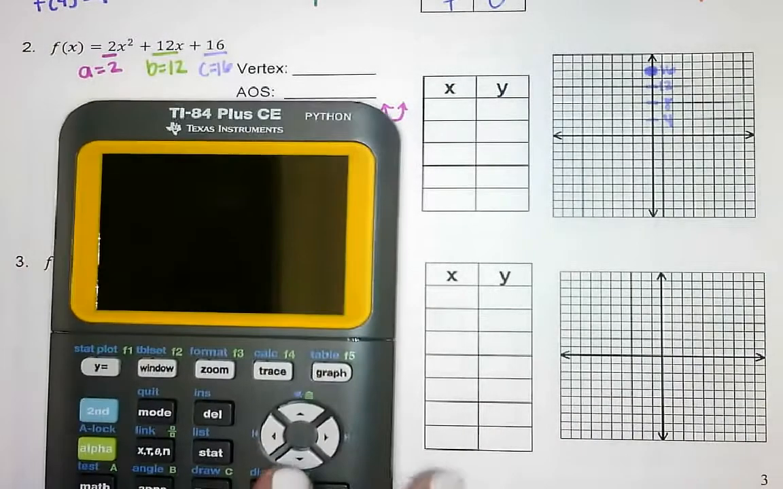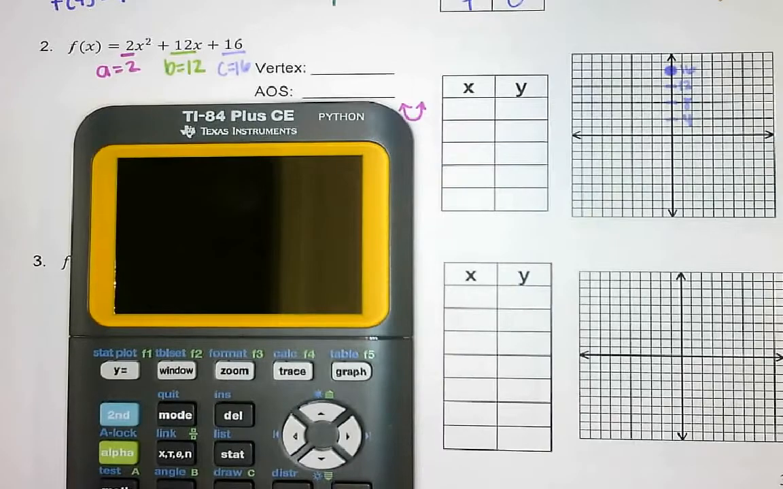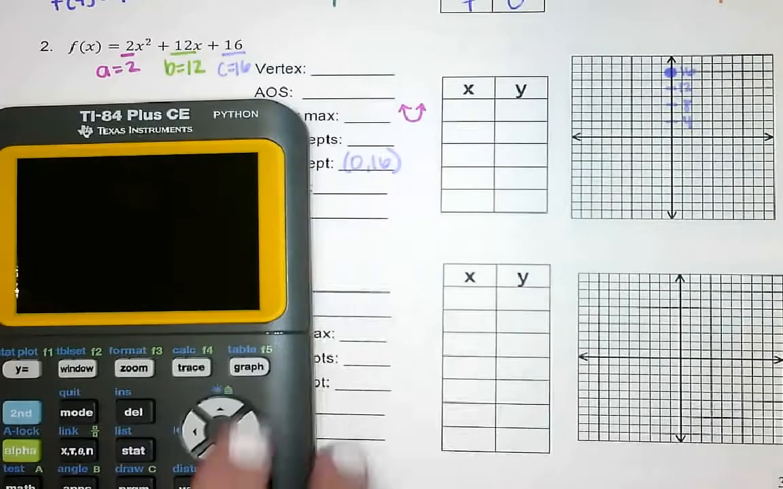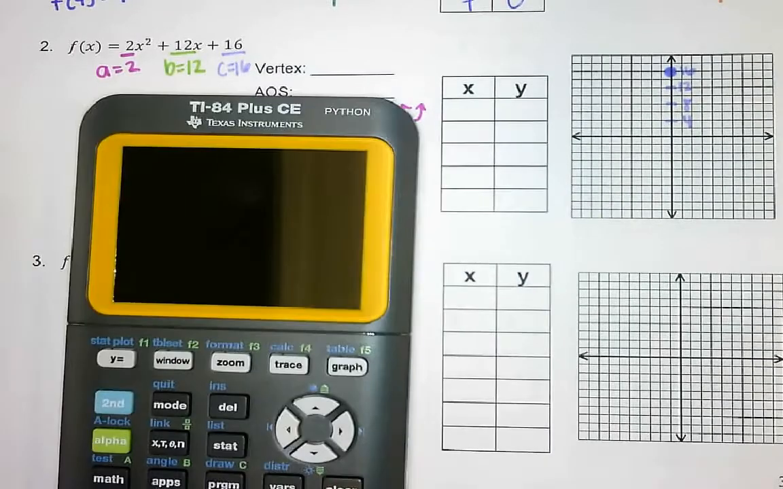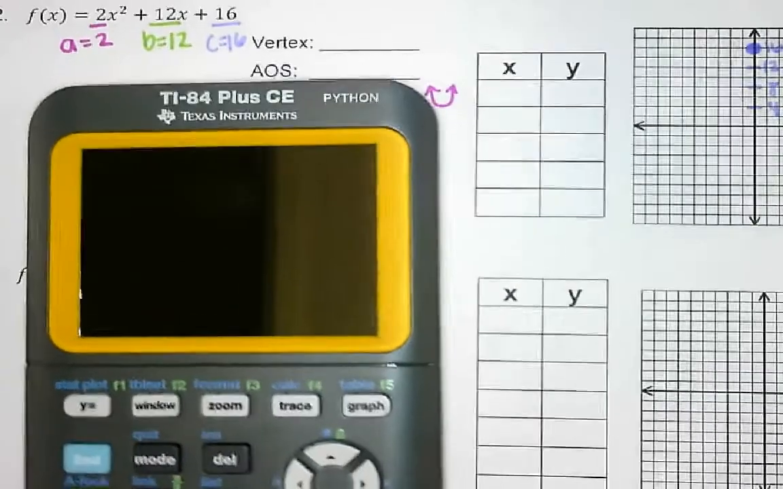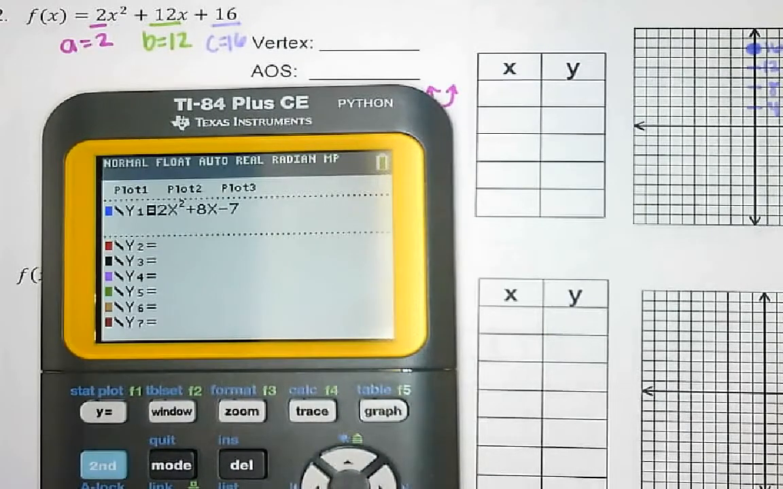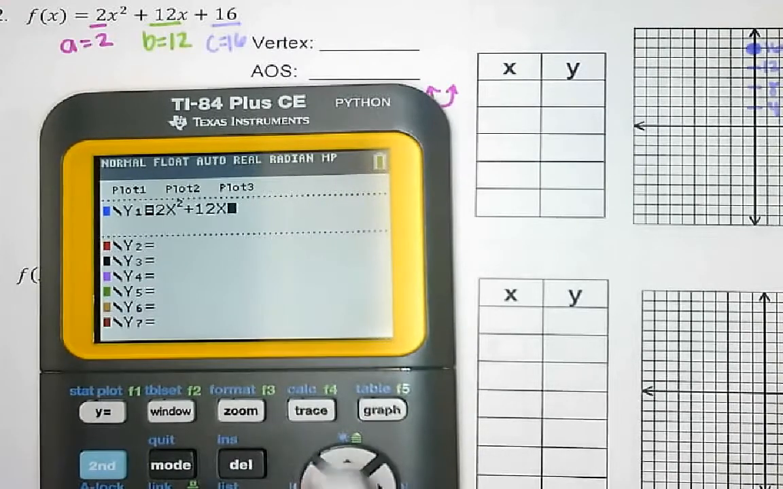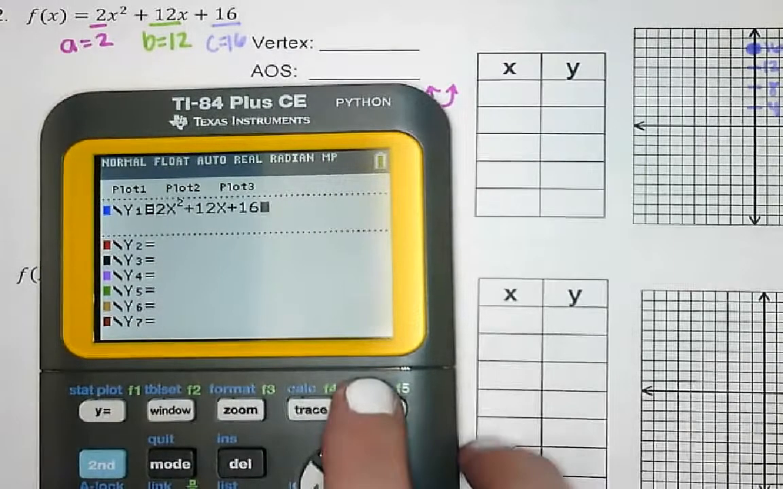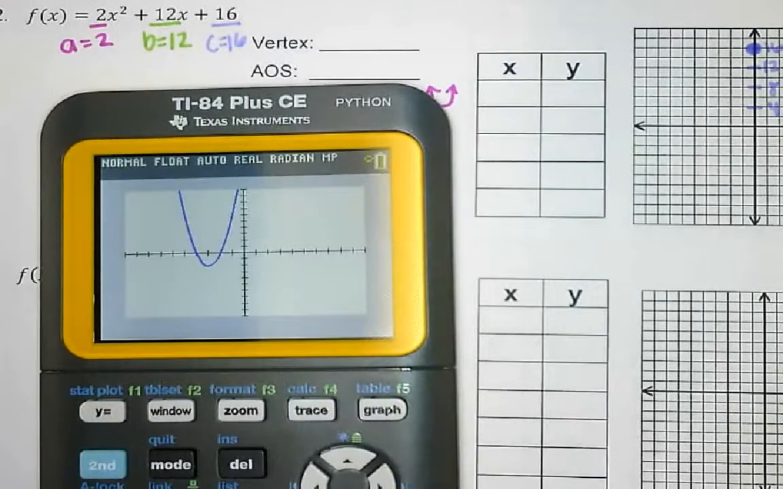Okay, so I'm going to zoom in just a smidge. So we already have our Y-intercept. So now we need to find our vertex and our axis of symmetry. So I'm going to go here and I'm going to say y equals 2x squared plus 12x plus 16. I'm going to hit graph so I can just see where it is. Okay, it's going to be over here in the negatives.